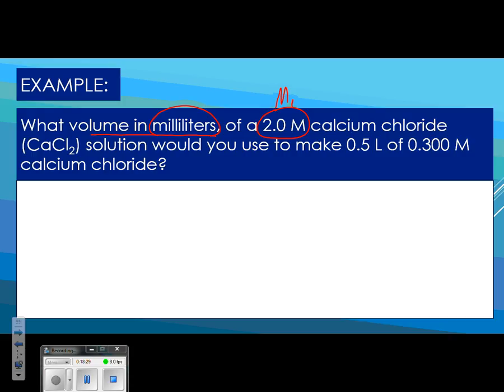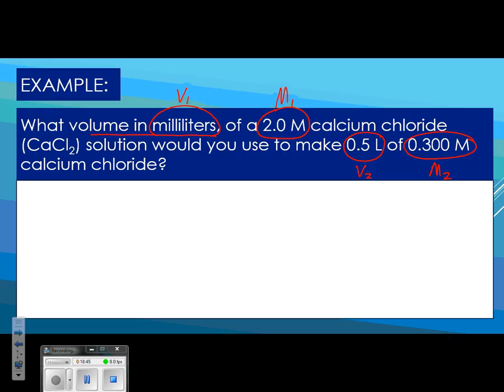Would you use to make, oh, here is a volume. I'm going to call that V2. And here is a molarity, and I'm going to call that M2. So what am I missing? Oh, I'm missing V1, right?